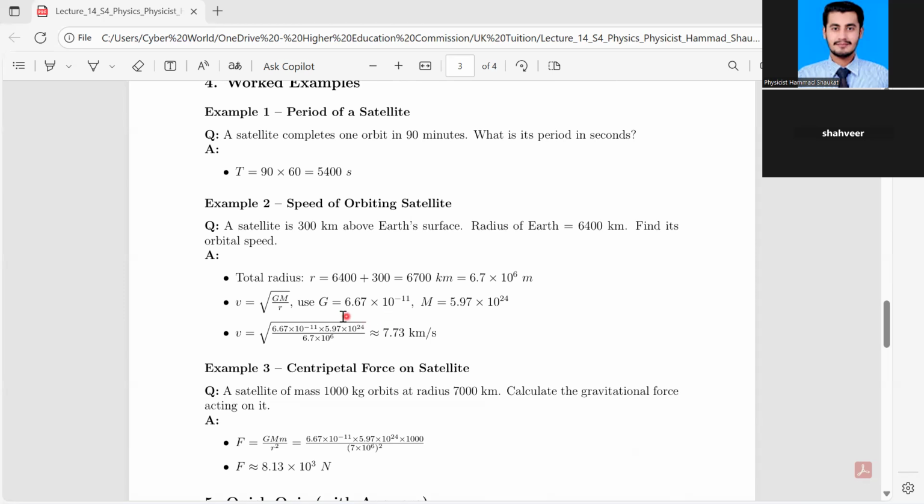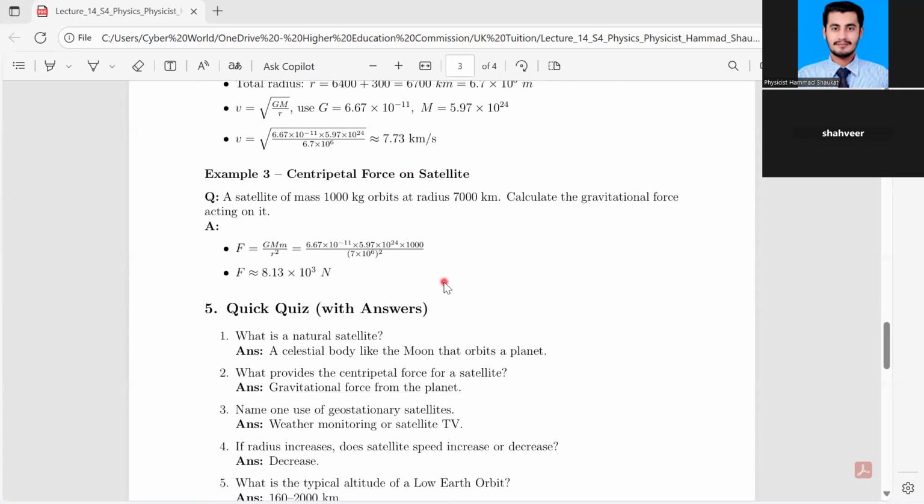So now you just have to put these values in the formula. Here you can see the value of G, 6.67 multiplied by 10 raised to minus 11, multiplied by the mass of Earth, which is 6 multiplied by 10 raised to power 24, divided by the value for R, which we found here, 6.7 multiplied by 10 raised to power 6. Once you calculate using a calculator, you will get your answer, which is approximately 7.73 kilometers per second, because you know what is the unit for velocity or speed? Meters per second, or kilometers per second. Is that okay?